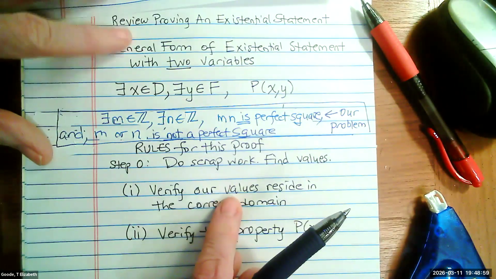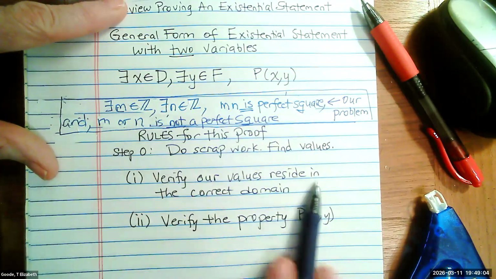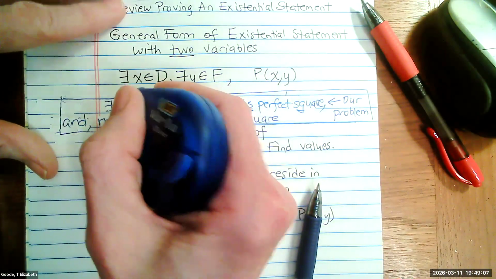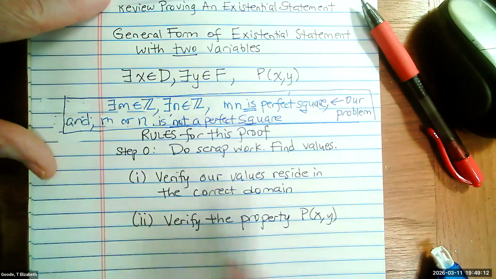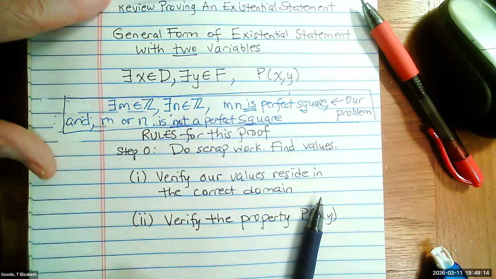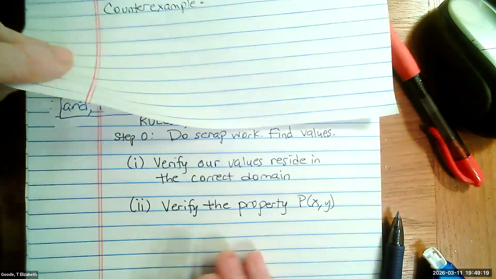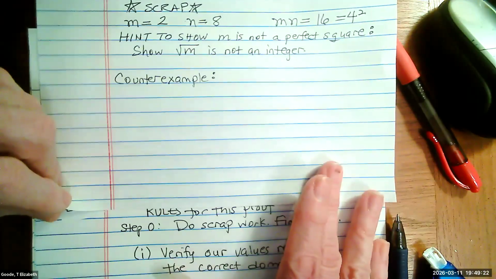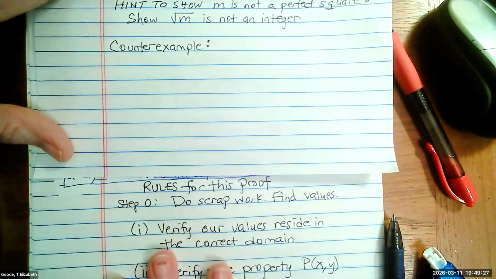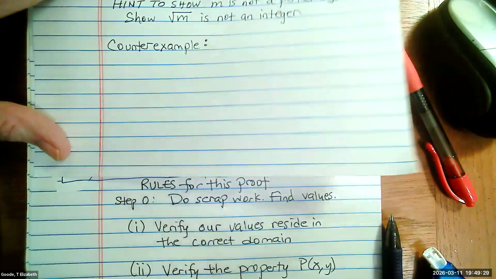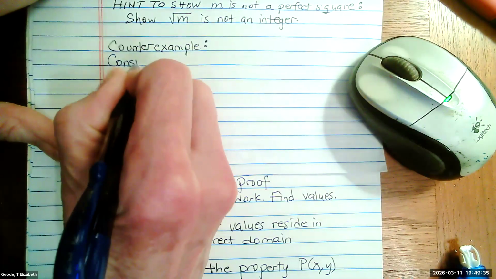So we're going to verify that our values are integers, because they have to be integers. And then we're going to verify the property, and the property is that MN is a perfect square and either M or N is not a perfect square. So let's just do that. Just follow these rules. So you want to consider, right? You said consider. You tell me what to write.